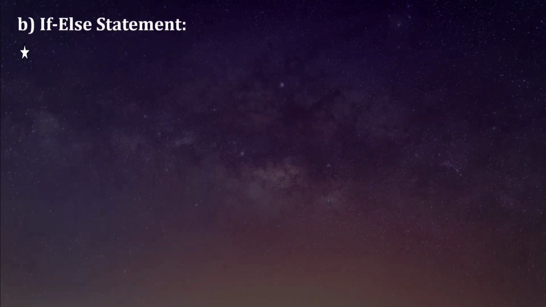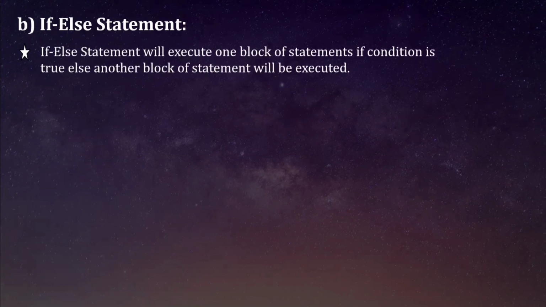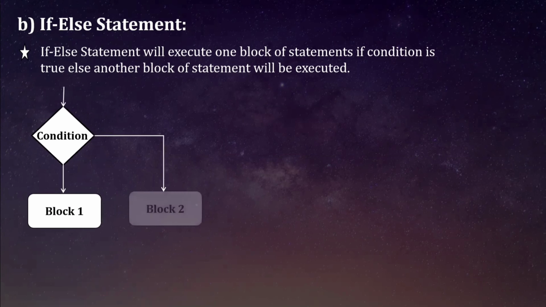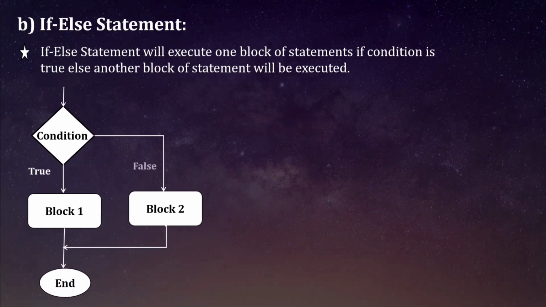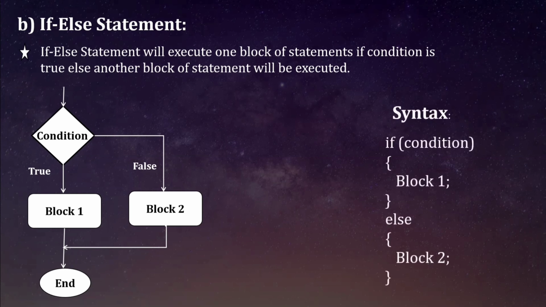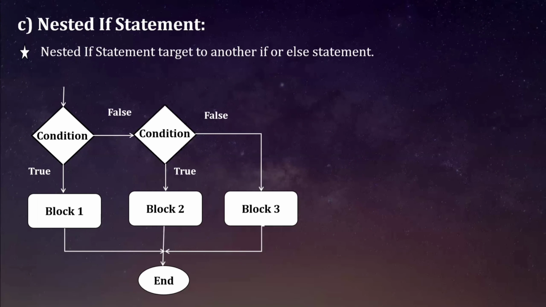Next, if else statement. Here, if condition is true, one set of instructions will execute. If condition is false, another set of instructions will be executed. Now you can see the example block diagram. Here, the diamond shape always represents a conditional block. If the condition is true, it will execute block 1, else it will execute block 2. Syntax for using this if else statement: if condition and block 1 statement and else inside else block 2.